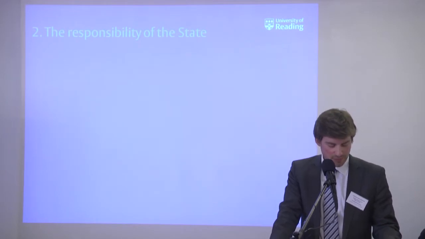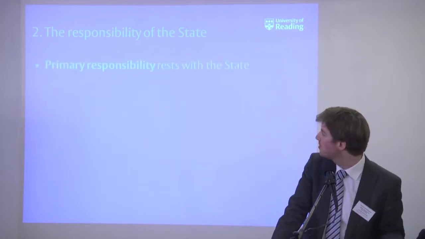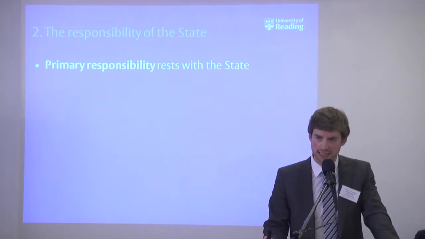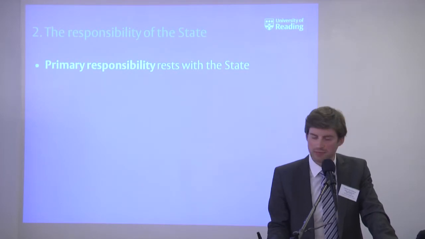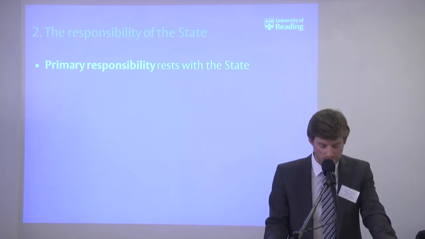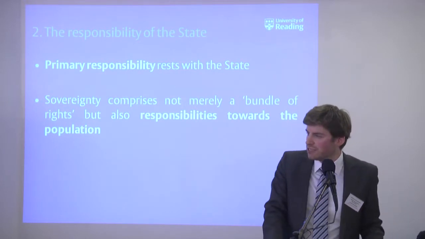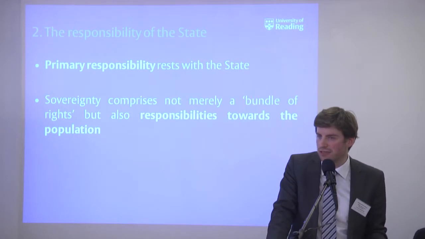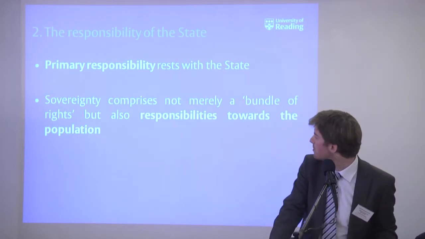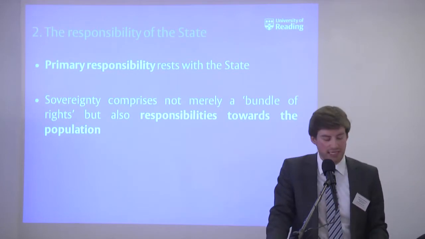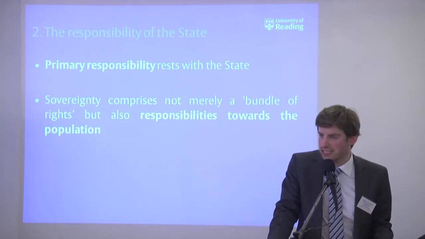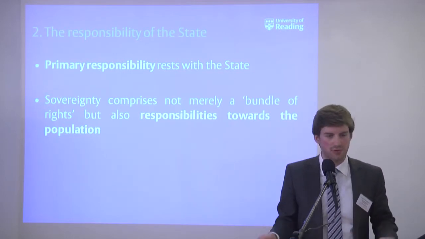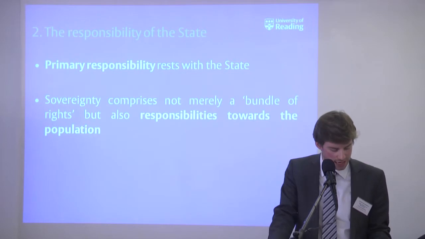So the first point is that we all know that the primary responsibility for a territory and for its inhabitants rests with states. I think that's a pretty established proposition in international law. We also know that sovereignty, when we say state sovereignty, state responsibility, comprises not only the right to do certain things, but also responsibilities towards the population, towards a territory. This is at the heart of this new movement that is sometimes coined a responsibility to protect, or R2P.